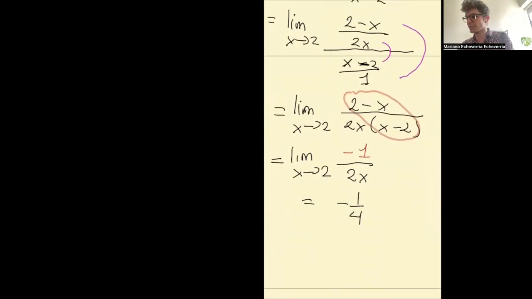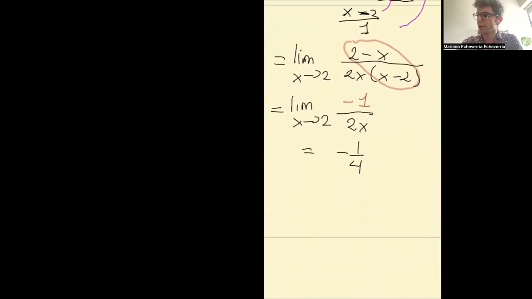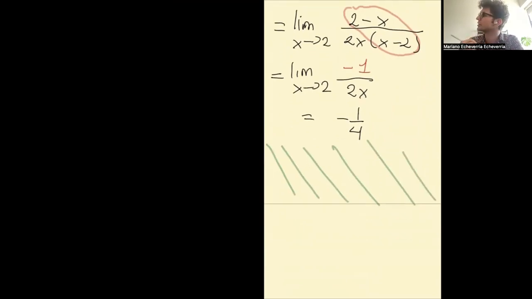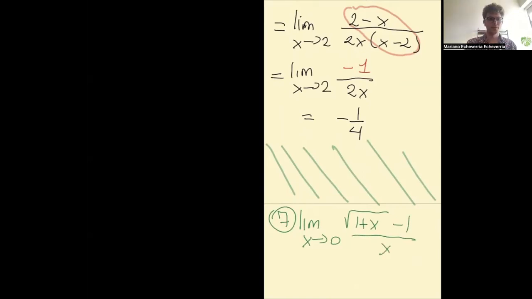The technique that you need to do this one is called rationalizing one of the expressions. Essentially what's going on is a version of the difference of squares formula. So let's do number 7, which again is kind of more complicated.